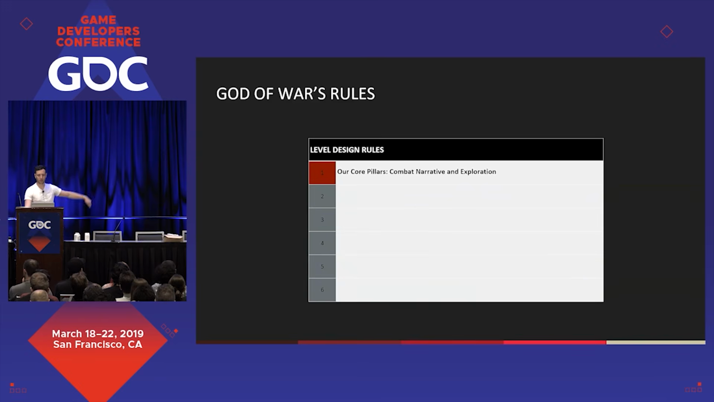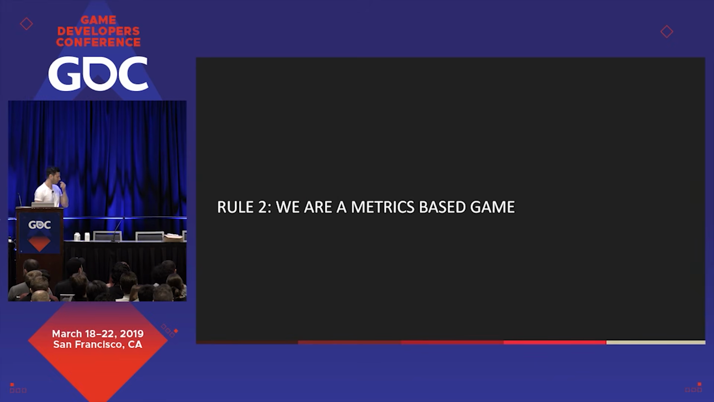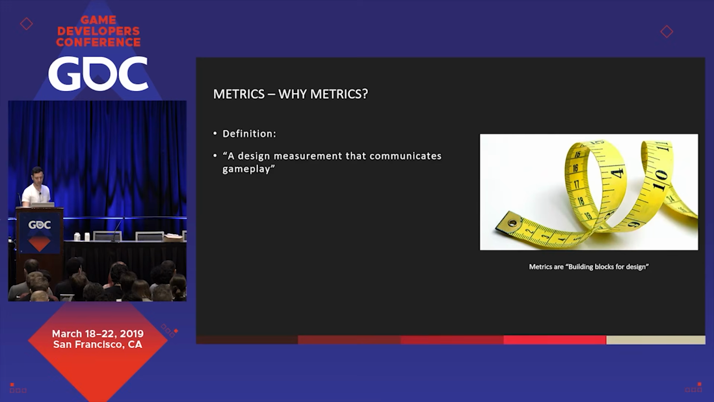So with that in mind, we'll add rule number 1 to our deck, and we can start to look into our next most important technique, which is converting these pillars into recognizable metrics, and that's where rule number 2 comes in. Early on in the project, we had to make a decision about what type of construction of this game we wanted to use, and we made the decision that we were going to be a very metrics-focused game.